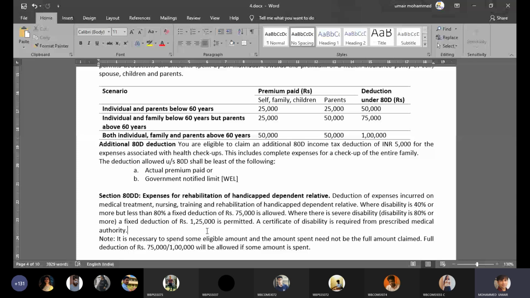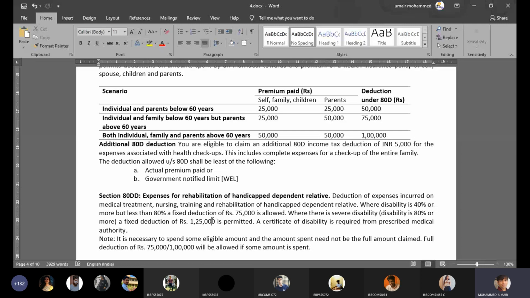So this 1,25,000 is a flat deduction which the assessee can claim whether he is incurring any expense or not. Doesn't matter. He can continue to claim the flat deduction. So that's how it is. Okay. So section 80DD deals with deductions related to this. So that is what 80DD is all about.